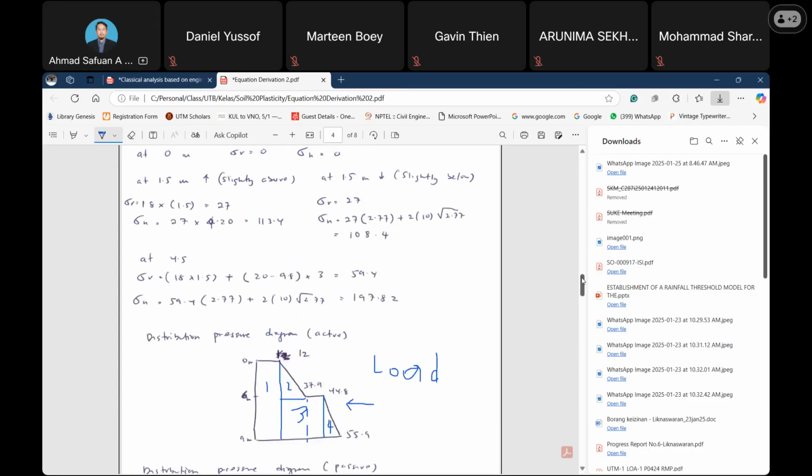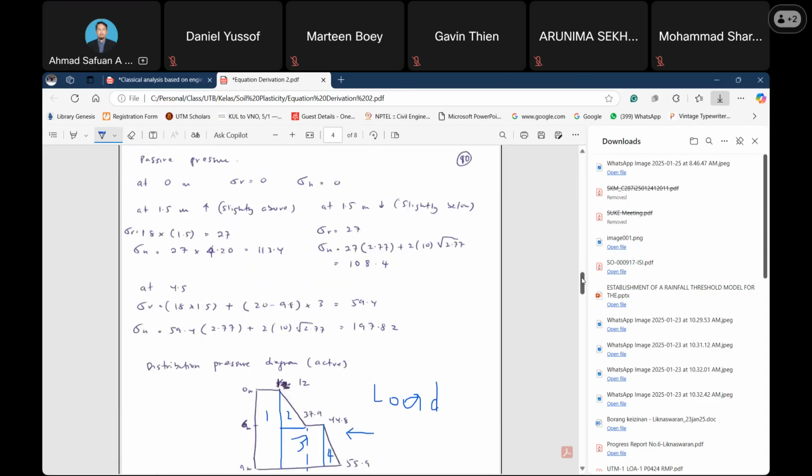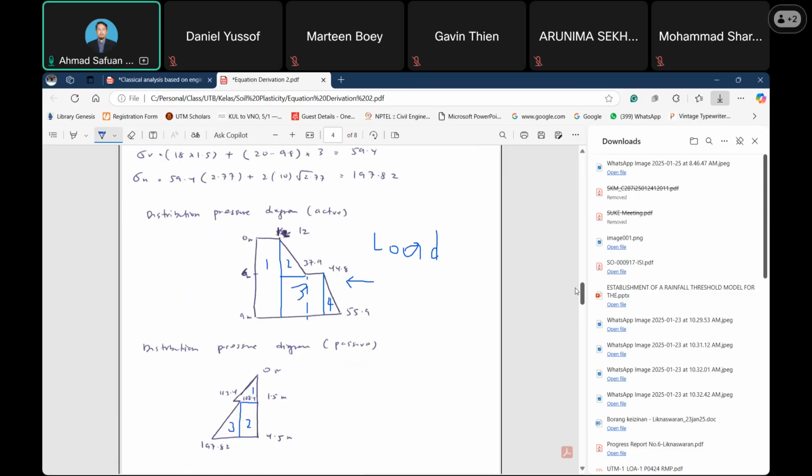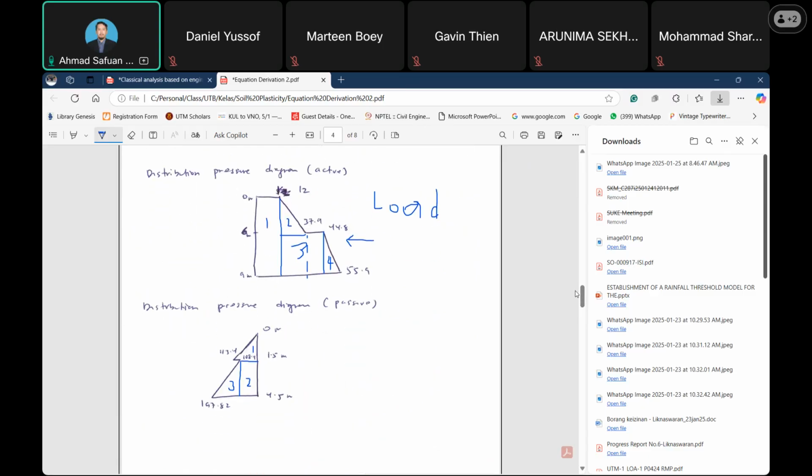Any question before we move to the second example? Okay, if no, we go for the second example.